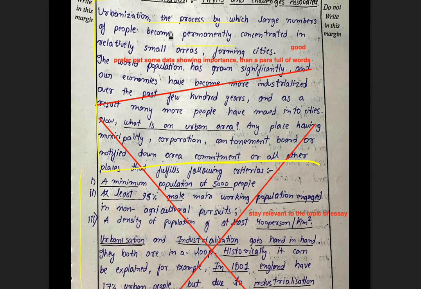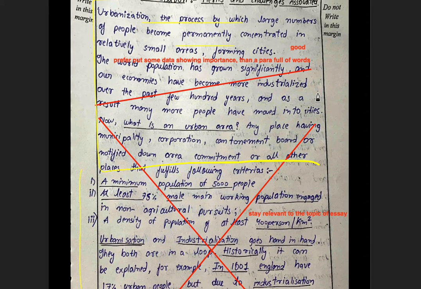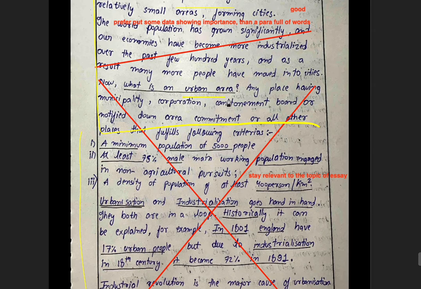Okay, and he has given definition. He has talked about world population. He is talking about what is an urban area, municipality, corporation, cantonment. As an examiner, I can feel he is copying this from his class notes or someplace else. And minimum he is giving down the criteria.